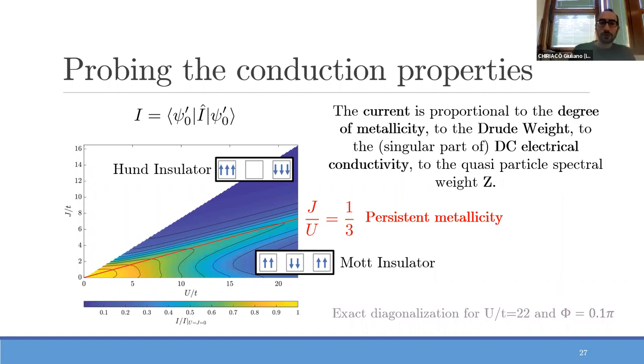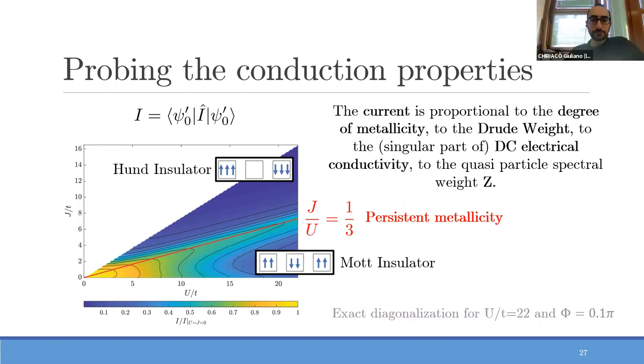U over T going to infinity is equal to zero tunneling, right? Yes, okay, but in practice you never have U over T equal to infinity. You have 1,000, but not infinite. Just out of curiosity, what is the asymptotic value like compared to the maximum current you have on your bar? It's around 0.3, if I'm not wrong. So 1/3 of the conductivity that you had in the non-interacting system, which is not bad.